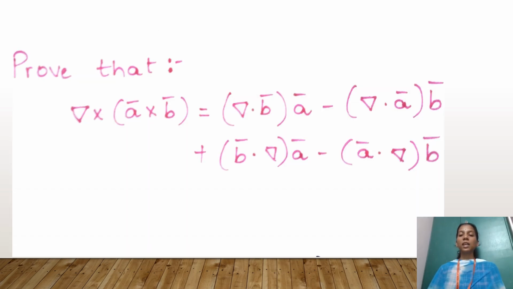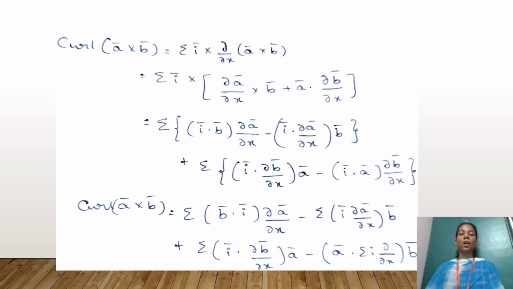Next, let's see a problem. Prove that del of A vector cross B vector is equal to del of B into A minus del of A into B plus B into del into A minus A into del into B. So let's see the solution.